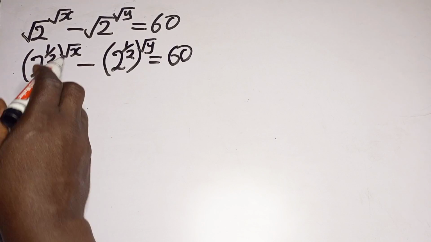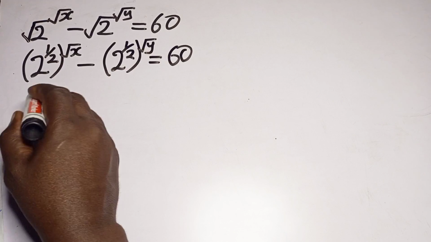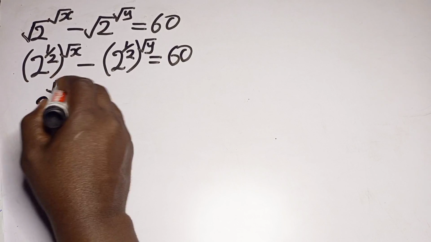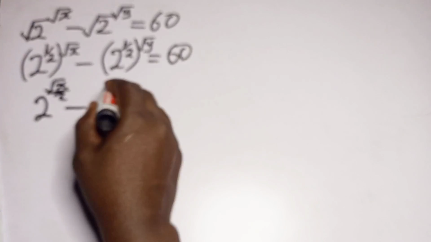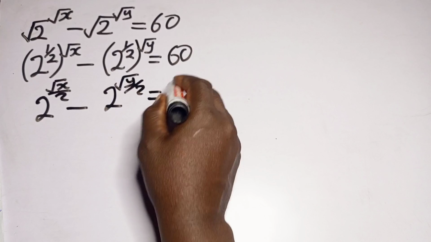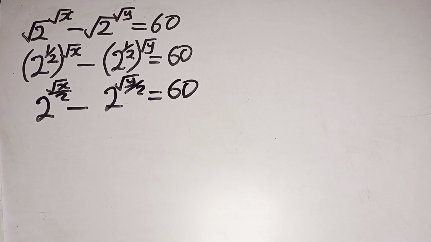Power of power laws, we take the outer power multiplied by the inner power. This gives us 2 to the root x all over 2 minus 2 to the root y all over 2 is equal to 60. This is what we have.